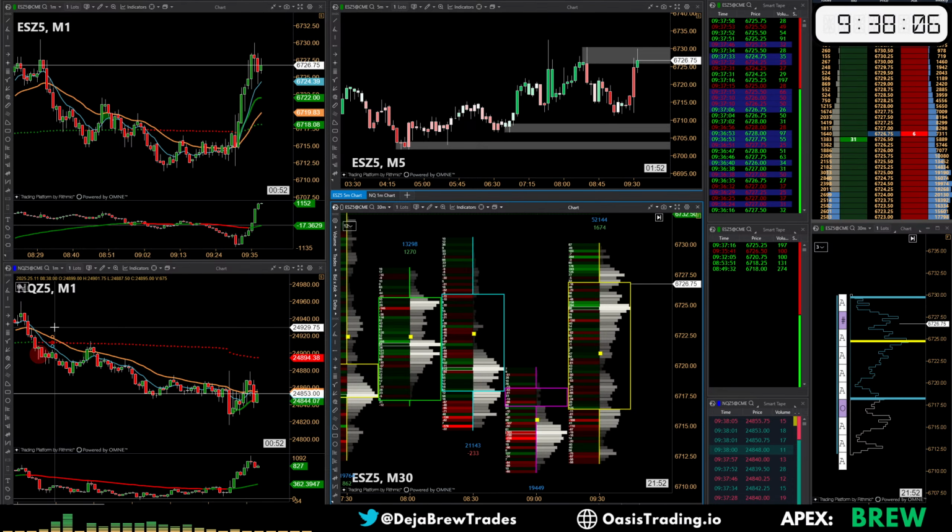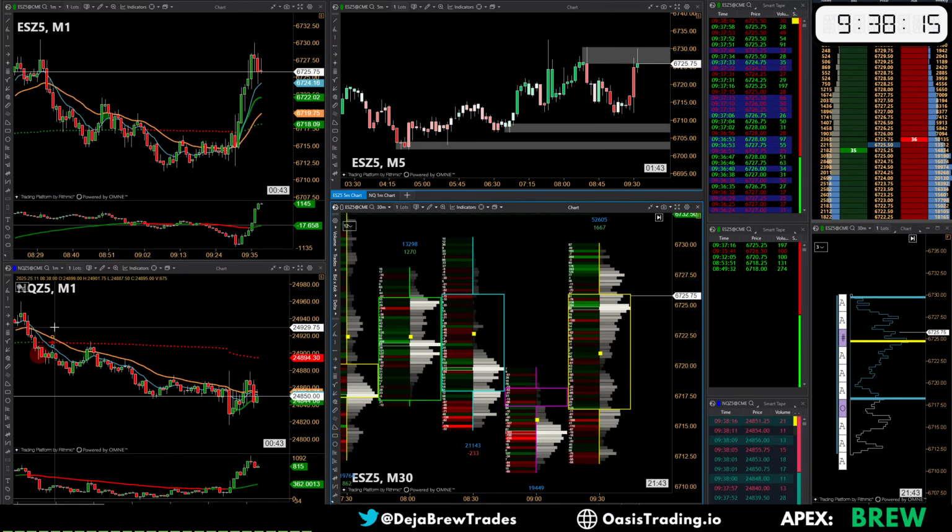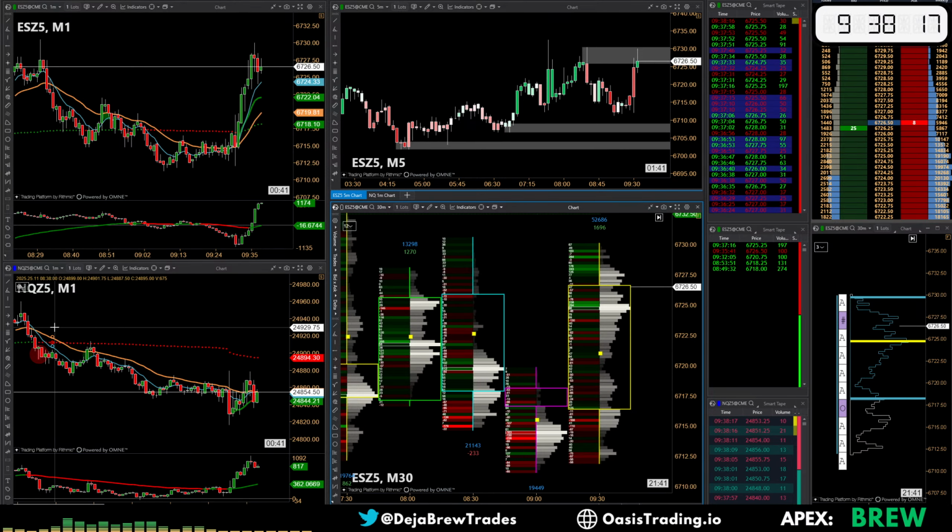Little bit of a discrepancy here between ES and NASDAQ. NASDAQ below VWAP, kind of a sideways neutral open. ES is well above VWAP, pretty bullish open.